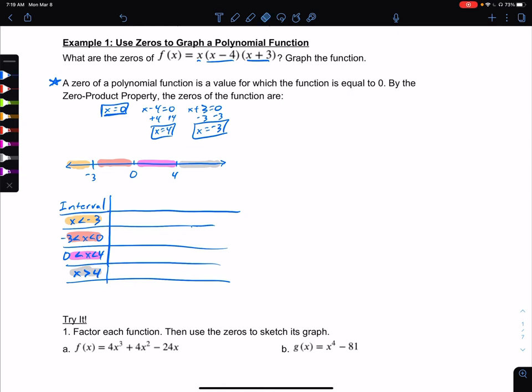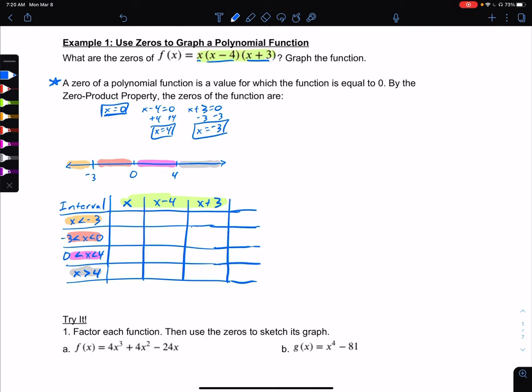Now from there, what I can do is look at the signs of each piece. This is where it gets a little tricky, so you have to be careful when you're setting this up. This first piece here is just x. So we're going back up to these pieces, and these pieces are going to come from there. So we have x minus 4, and x plus 3.